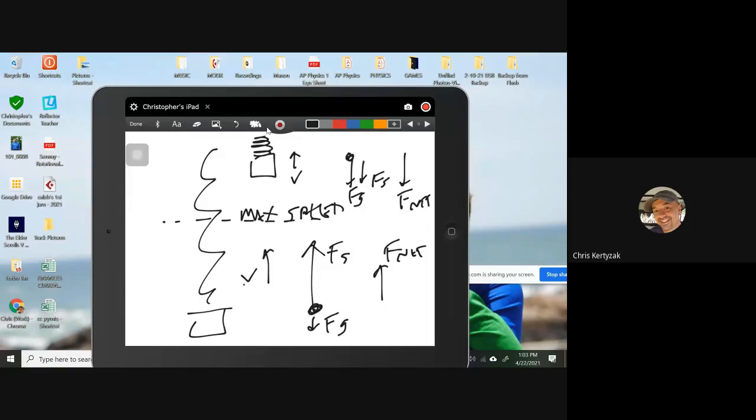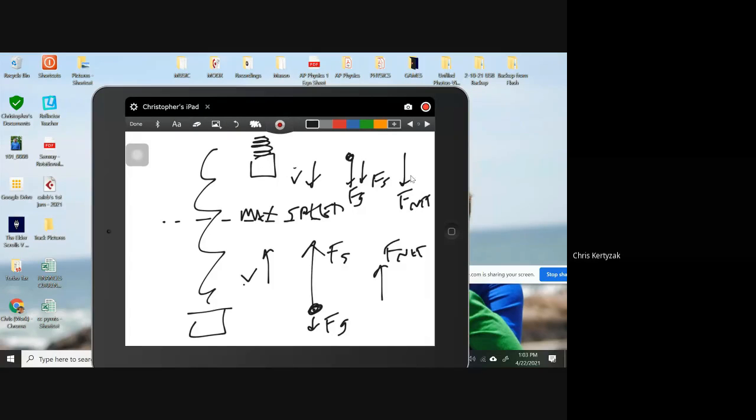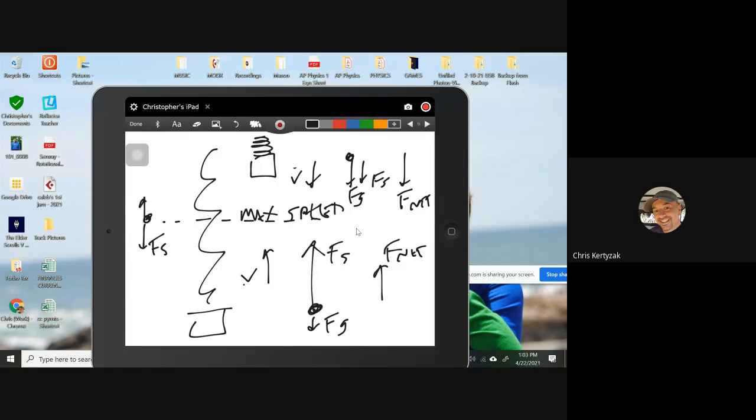And then again, as it starts to move down again, the velocity is now down. The net force would still be down. The net force is down at all points above equilibrium. At all points below equilibrium, the net force is up. When it passes through equilibrium, what is the net force? Zero, right? When it passes through equilibrium.